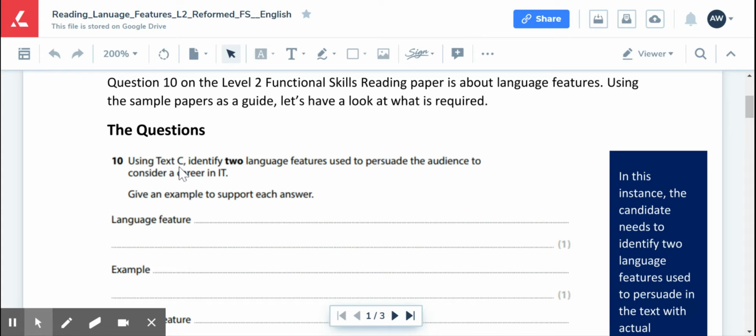So, if we look at this example here, using Text C, identify 2 language features used to persuade the audience to consider a career in IT. First thing you need to do before you even consider language features, underline keywords in the question. Okay, keywords here are language features and also persuade. So that relates to your purpose of text, and that tells you straight away that you're being asked to identify language features that relate to persuading the audience.